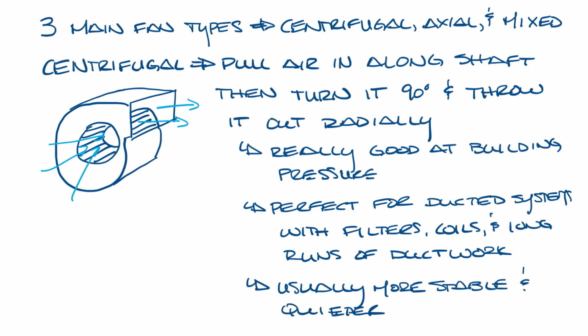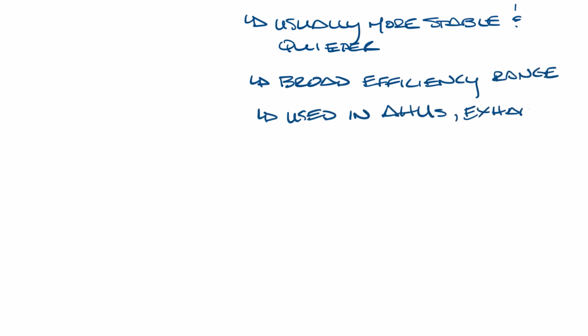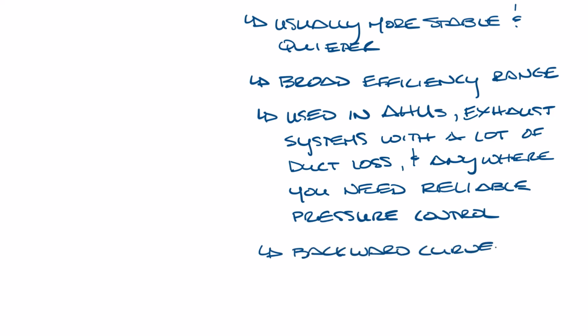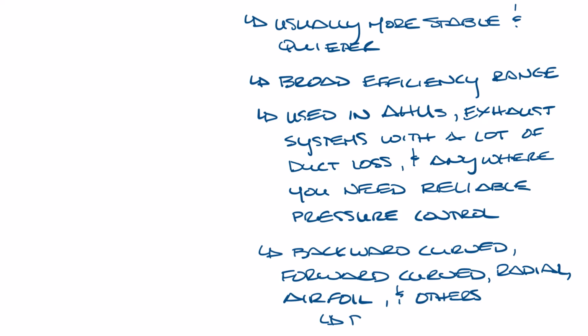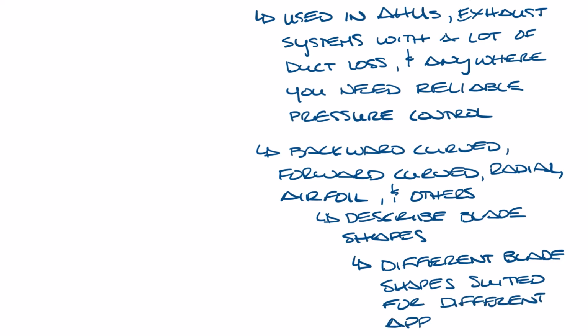Let's make a little bit more room. And they have a broad efficiency range. That's why you'll see centrifugal fans in air handling units, exhaust systems with a lot of duct loss, and anywhere you need reliable pressure control. Centrifugal fans can be backward curved, forward curved, radial, airfoil, and a few other types. These describe the blade types, and the different blade shapes are better suited for different applications.